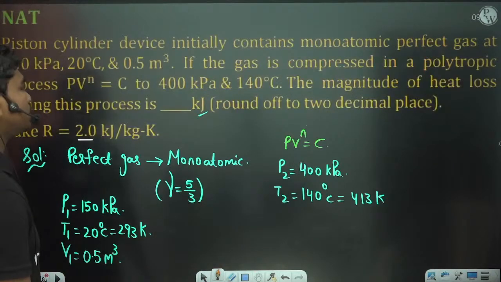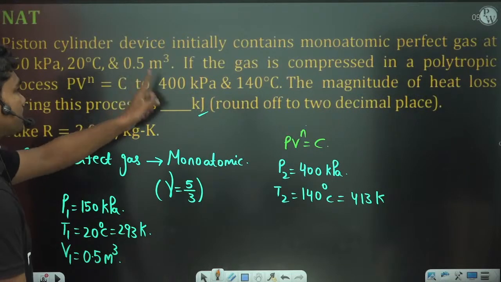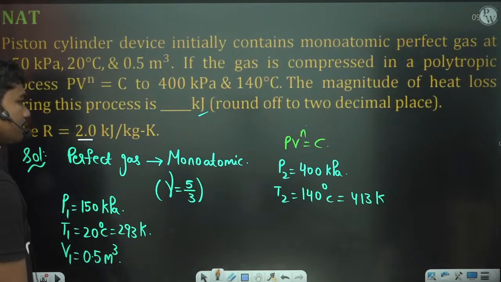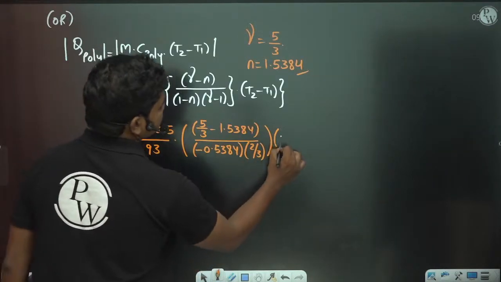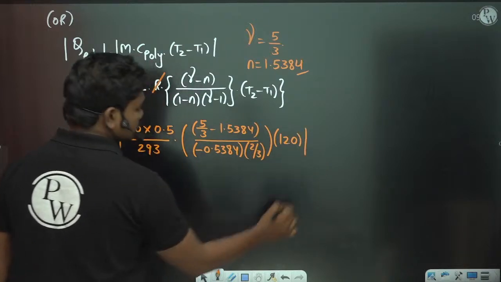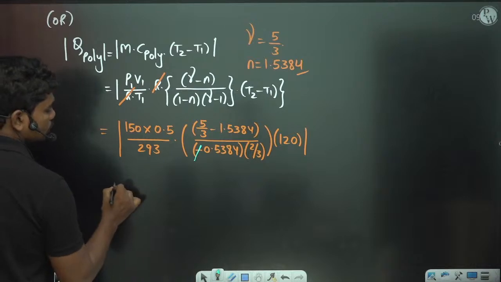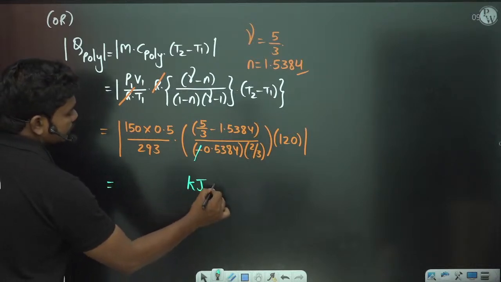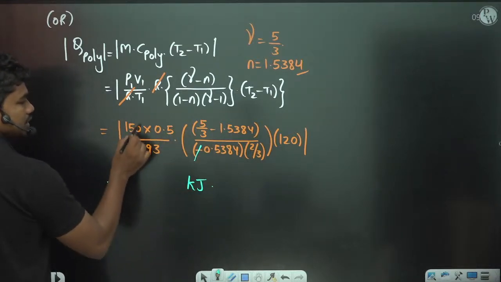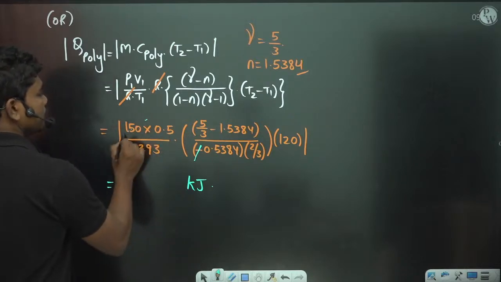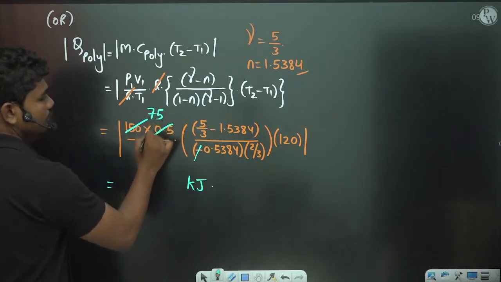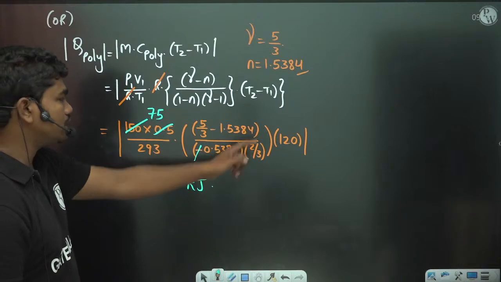So you can see T2 minus T1, this is 140, initially it is 20, difference is 120. So the difference value is 120 degrees or Kelvin, the temperature difference is the same. Since we are taking only the modulus, we will delete this minus sign because there is no use of that minus sign. So if you calculate, this will be in kilojoules because this pressure is in kilopascals. So if you simplify, this is 75, so 75 by 293 into this calculation into 120.